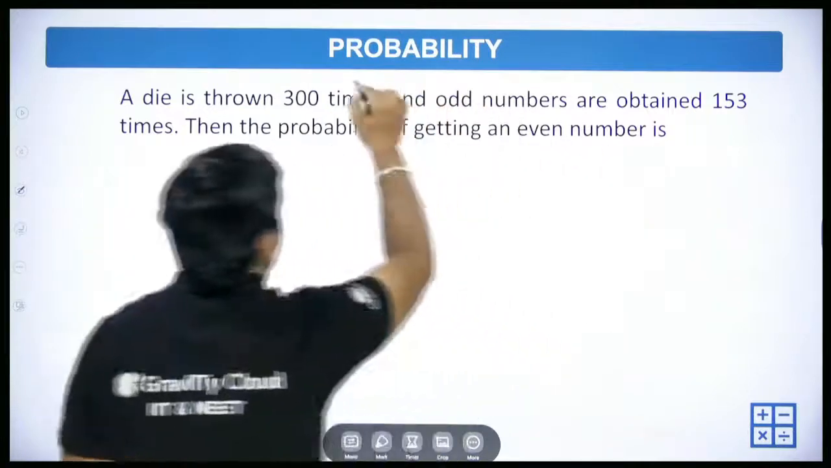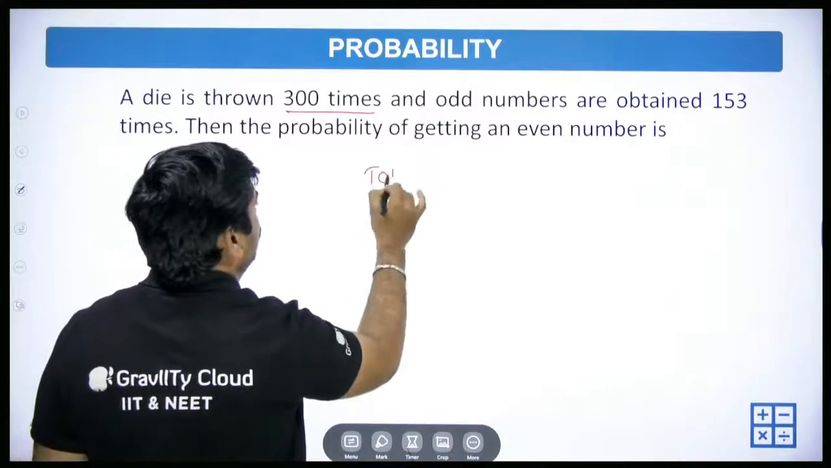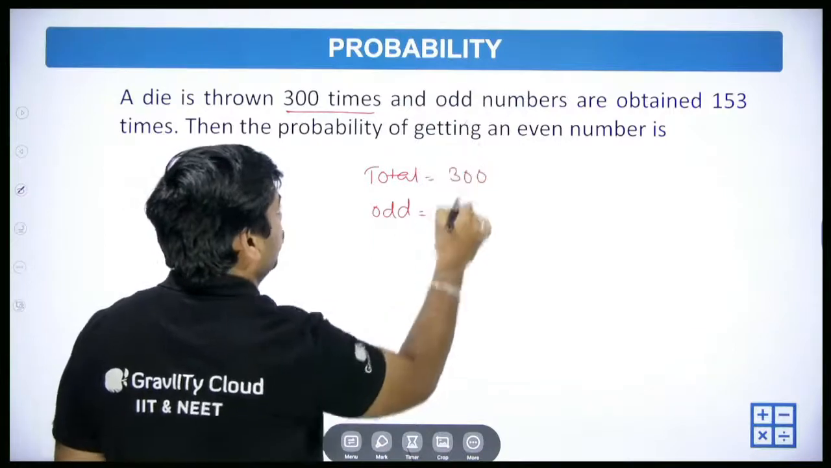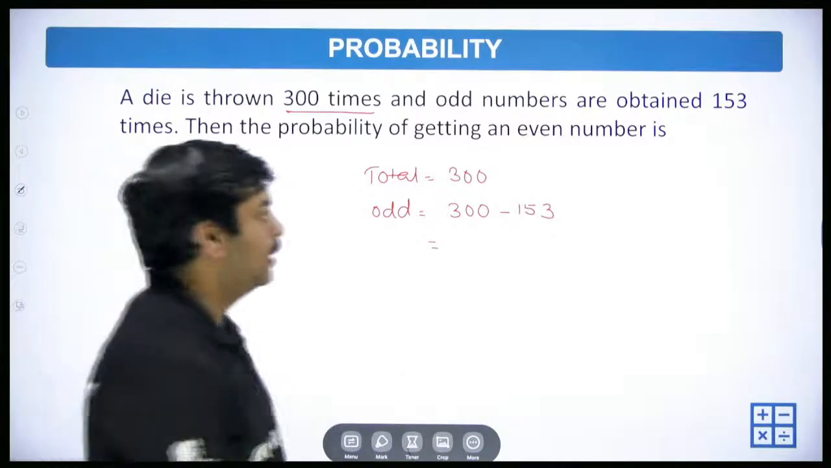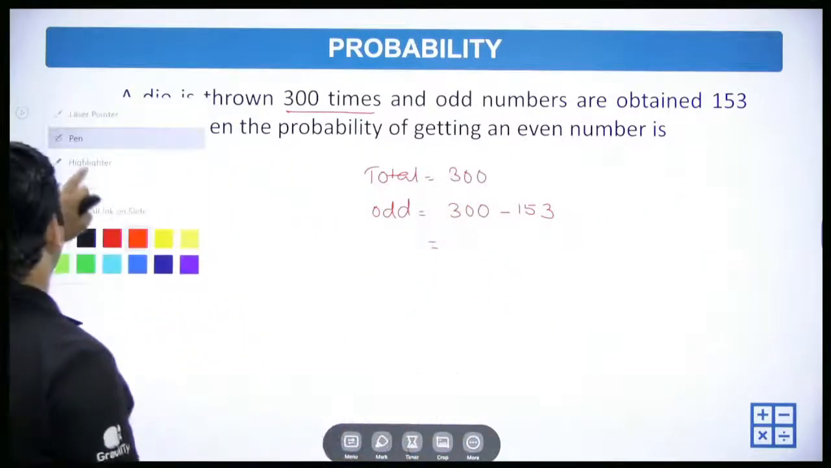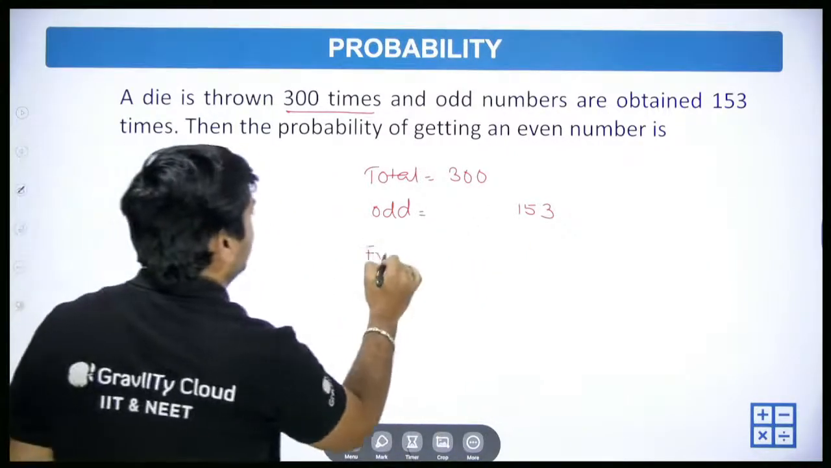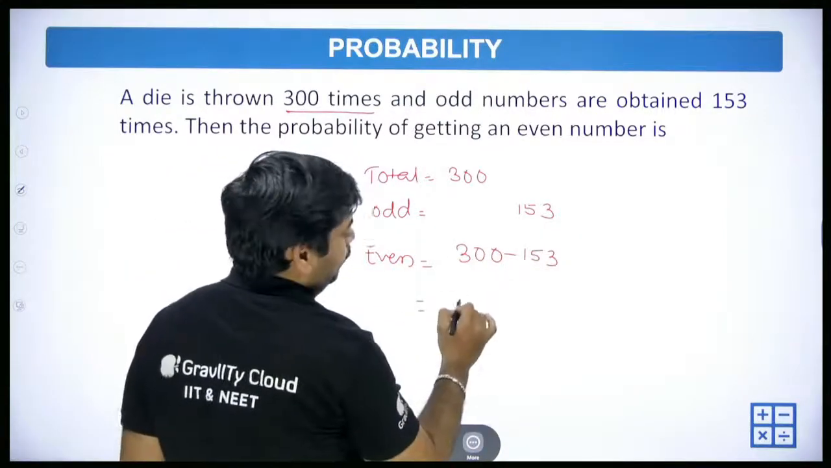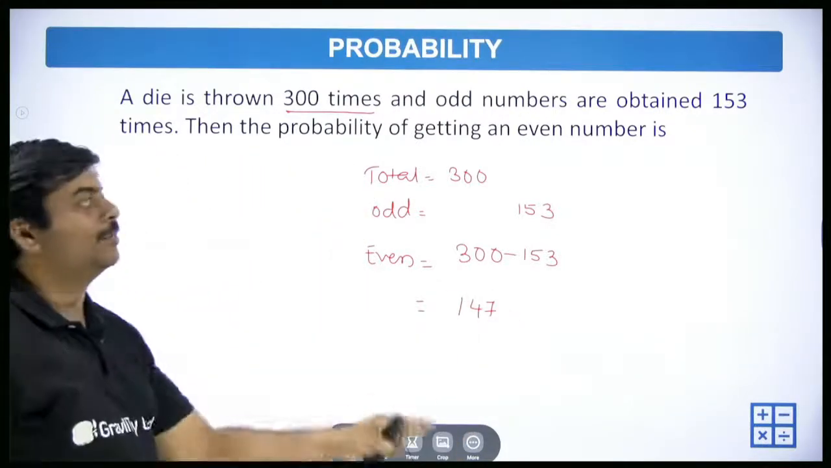So out of 300 times, we have odd numbers obtained 153 times. The total cases are 300. Out of that, odd numbers are 153. So now tell me, how many times are we getting even numbers? 300 minus 153, it should be, if I'm not wrong, 147, right? So 147 times even number is being repeated.